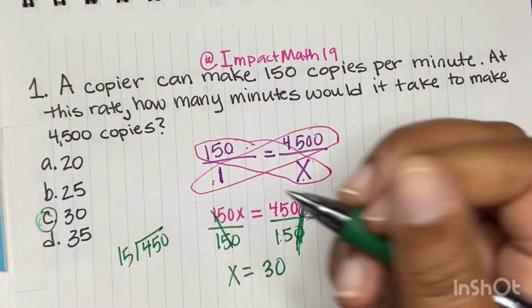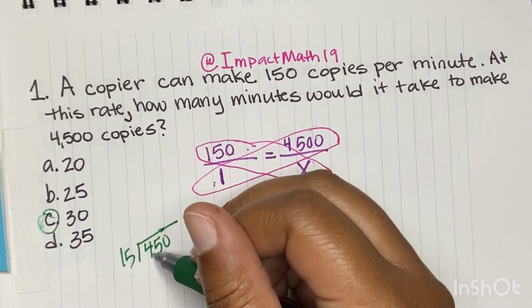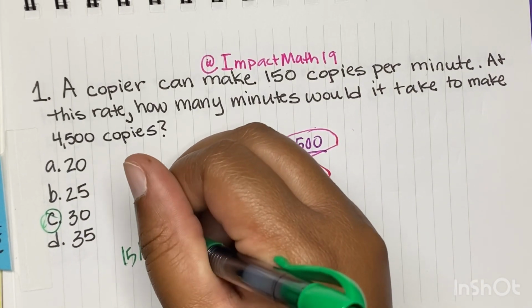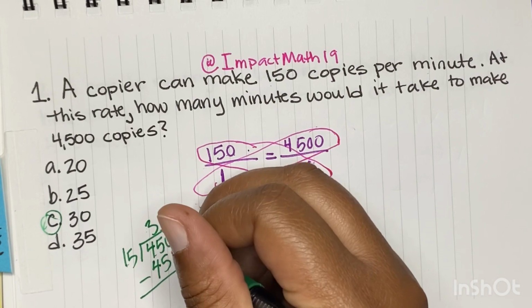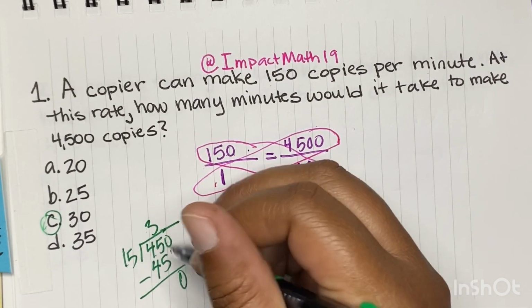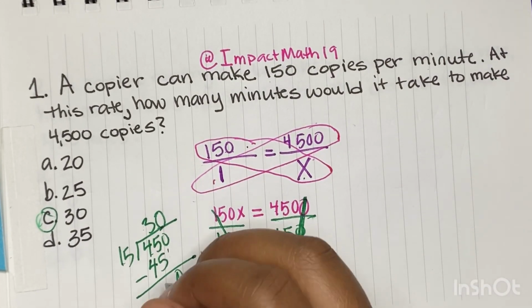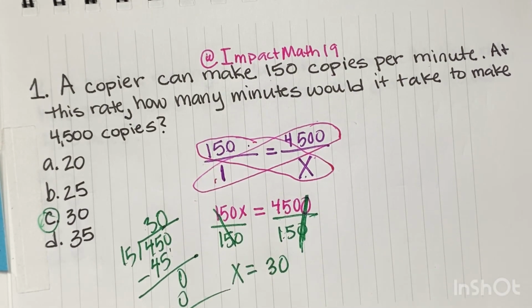So we would do 15 goes into 45 3 times, and that will be 45. And then drop down the 0. 15 can't go into 0, so you put a 0. And that's why we get 30.